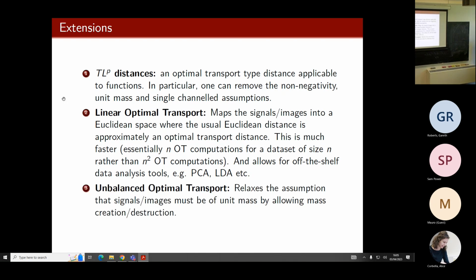Okay, and then that's when it's got this sort of unbalanced optimal transport. So again, if we have two measures which have different amounts of mass, then a natural way to extend this framework is to allow for mass to be created and destroyed. So there's some very nice theory.